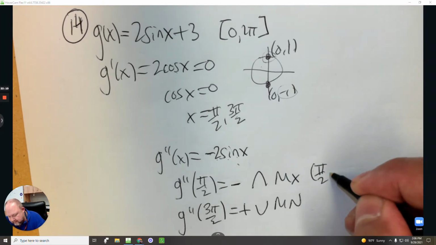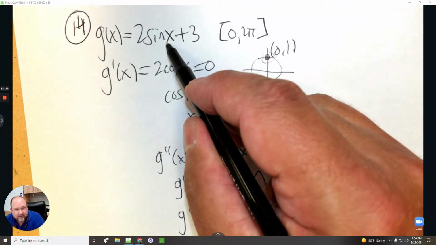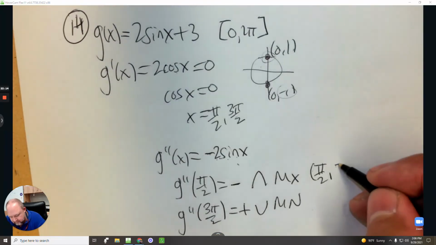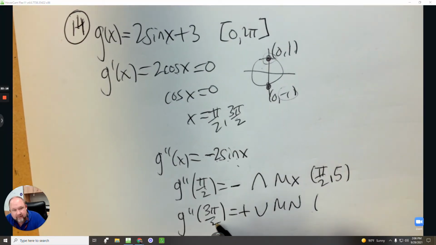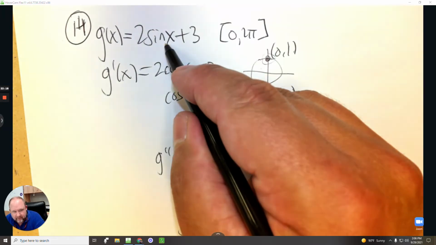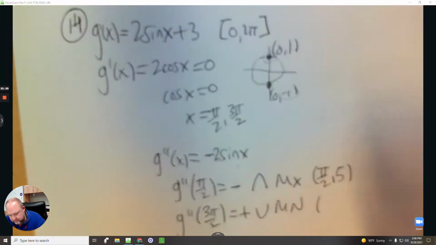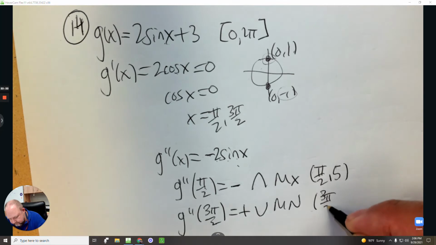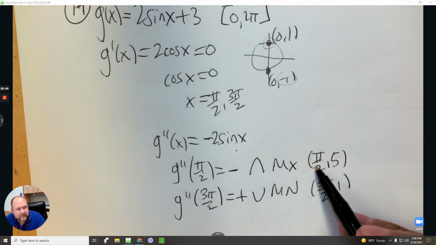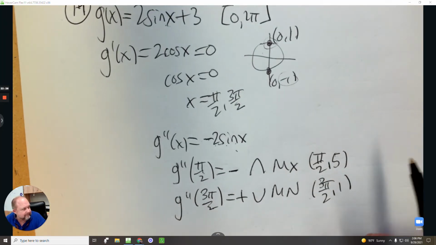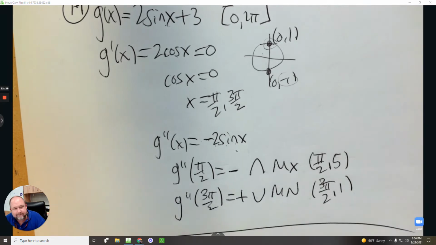So this is at pi over 2, and if you plugged in here, you get 2 plus 3, which is 5. And then 3 pi over 2, if you plugged in here, you'd have negative 2 plus 3, which is 1. So the maximum and the minimum. Number 15.